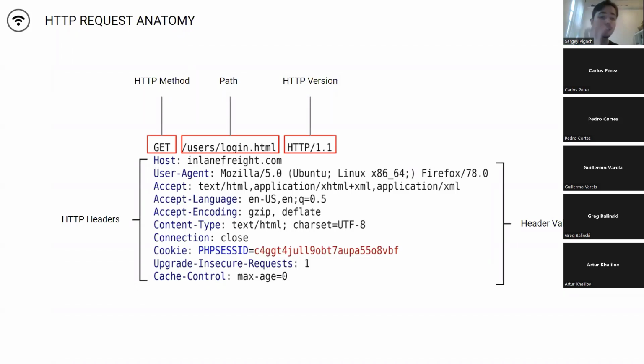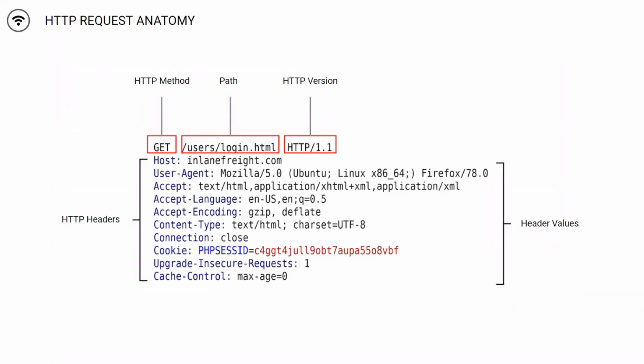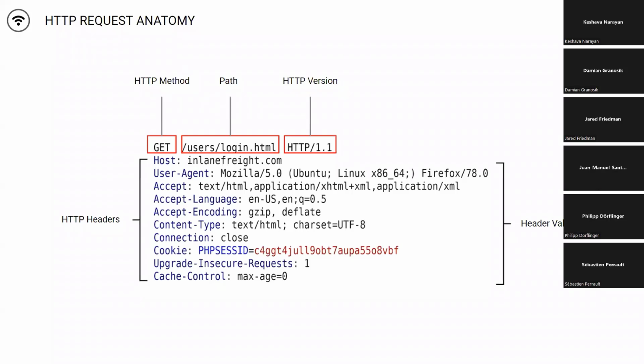But in terms of the anatomy of the HTTP request, we have the request method. In this case, it's a GET request. We'll talk about different methods as well. We have the path or the route, as we talked about. This is the actual resource on the target machine that we're getting. We have the version, and then we have HTTP headers.